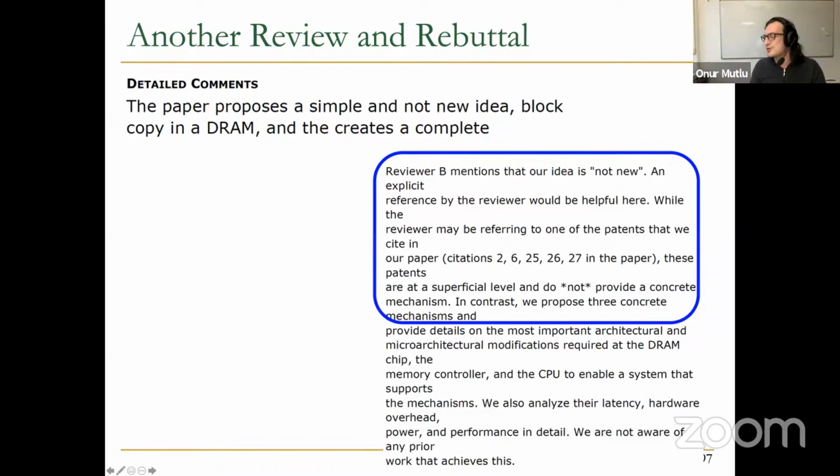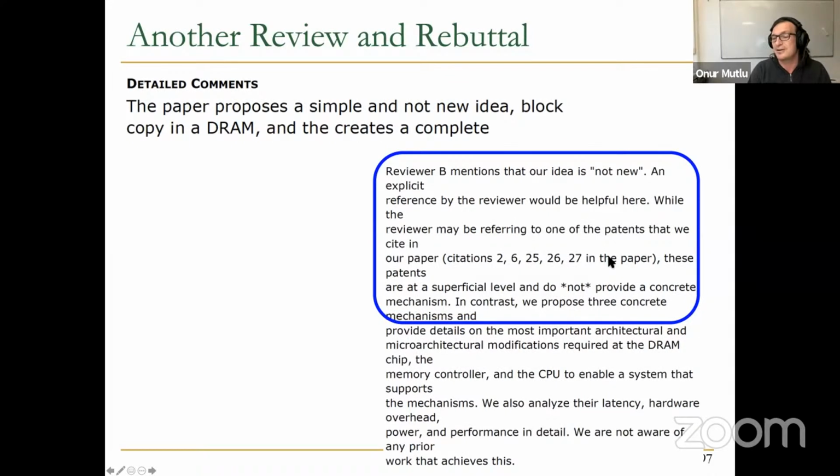Normally, when you get reviews, you write rebuttals. This is our example rebuttal, basically saying, reviewer B mentions that our idea is not new. An explicit reference by the reviewer would be helpful here. I would say it's necessary here. We were nice, I think, to the reviewer. While the reviewer may be referring to one of the patents that we cite, we should have said we already cite them in our paper. Basically, we cited a lot of patents because we did our due diligence as much as possible, as much as known to us, let's say. And we found a lot of patents that are nebulously talking about moving data inside DRAM, but never proposing a real mechanism like we do in this paper.